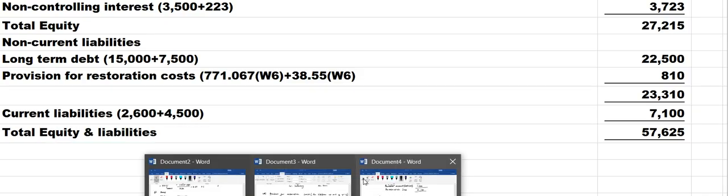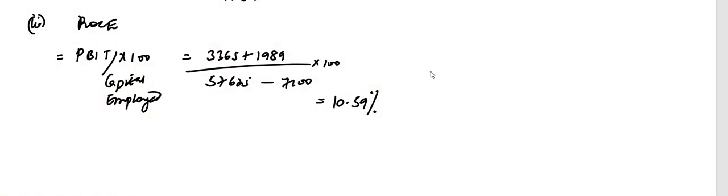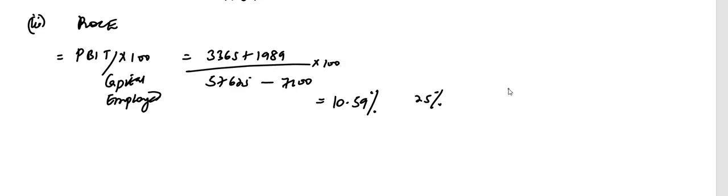Similar sized 25%. Then industry average is 20%. Last ratio, this is the gearing ratio, debt and equity.